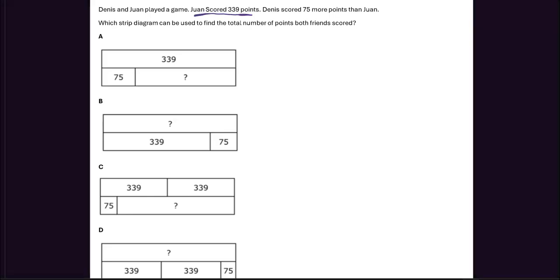So Juan scored 339. Dennis scored 75 more than Juan. Which strip diagram is used to find the total number of points both friends scored? Okay, so let's think about this. Do we have a total?